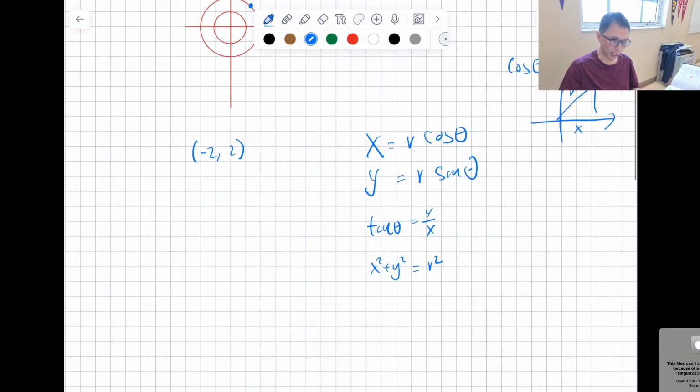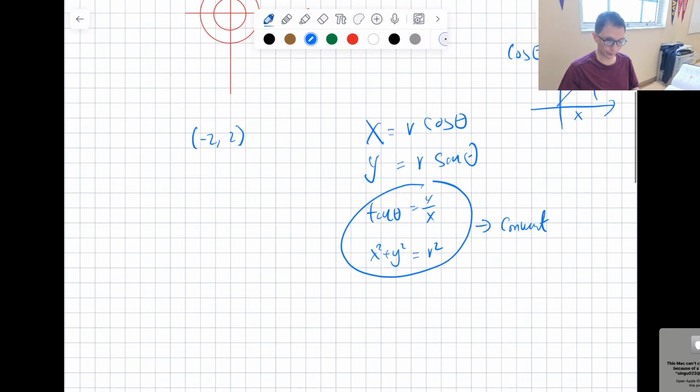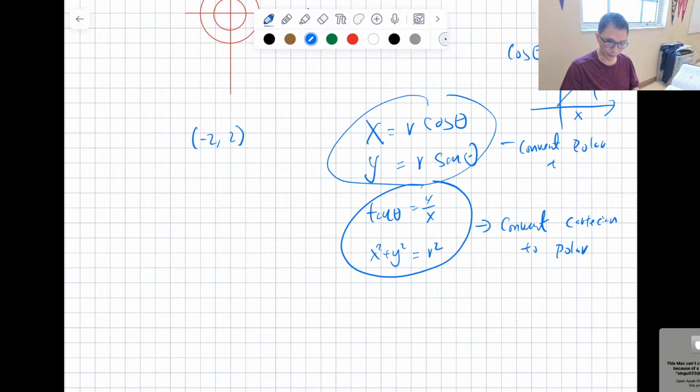This is how you convert. Let's just say today I have Cartesian to polar, and this is to convert polar to Cartesian coordinate, or rectangular coordinate, or Cartesian coordinate. So I will show you how to convert from one thing to the other.